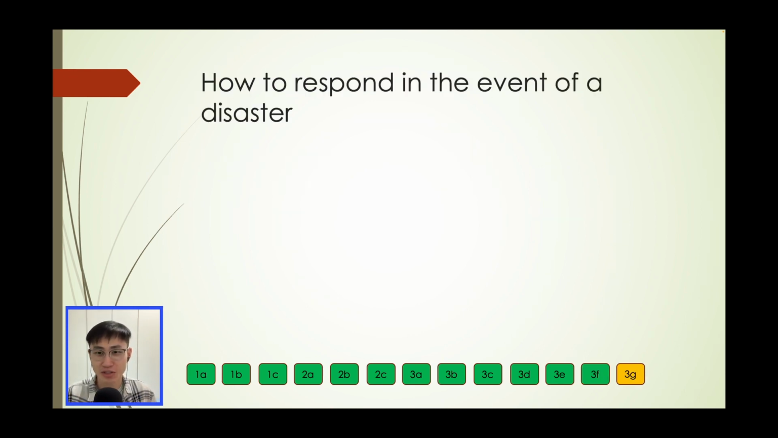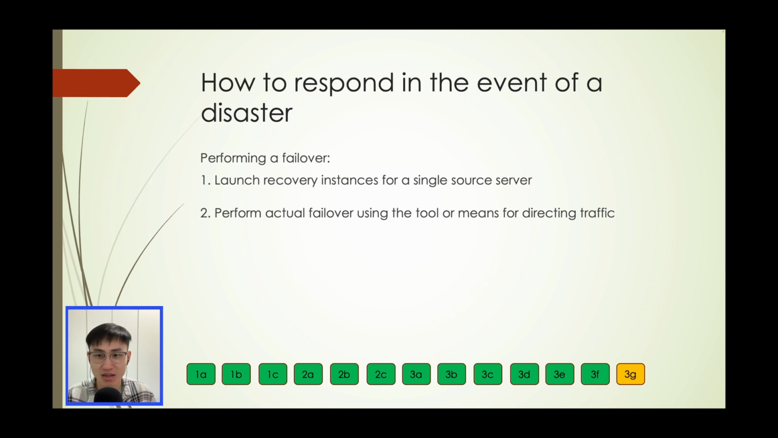So how do you respond in the event of a disaster? Well, you simply perform a failover, which is very similar to a drill. The difference is that users will be redirected to the disaster recovery site, and that failback will be needed when the disaster is over. So these are the steps. You launch recovery instances for single or multiple source servers, then you perform the actual failover by redirecting traffic. And once the failover is done or the downtime is over, you can prepare for a failback.